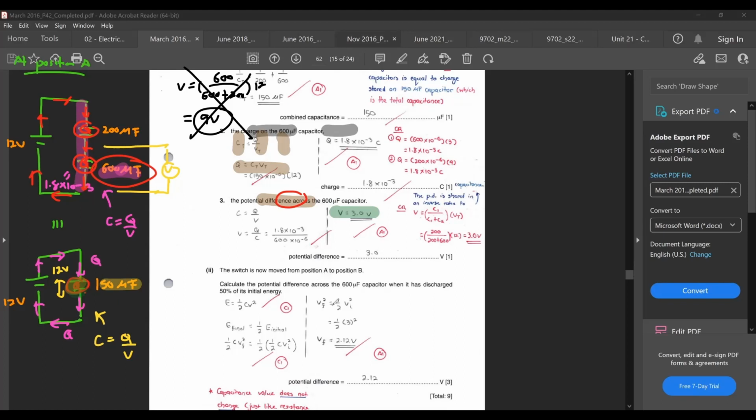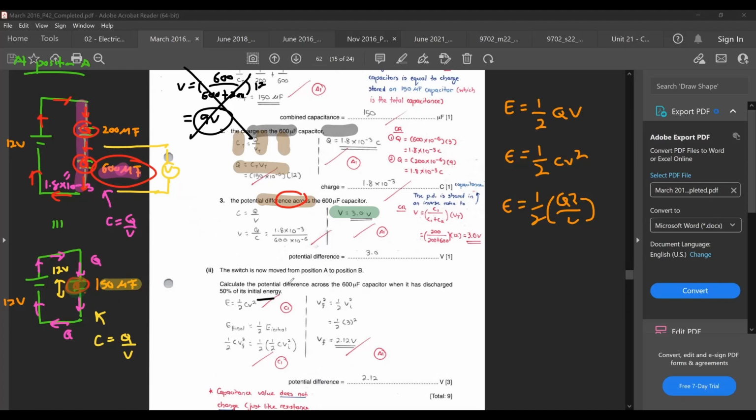Because you're talking about energy here, the energy of your capacitor can be given by 3 different equations: half QV, or half CV squared, or half Q squared over C. All right, so what is the equation that you would want to use here? Which one is the suitable one?